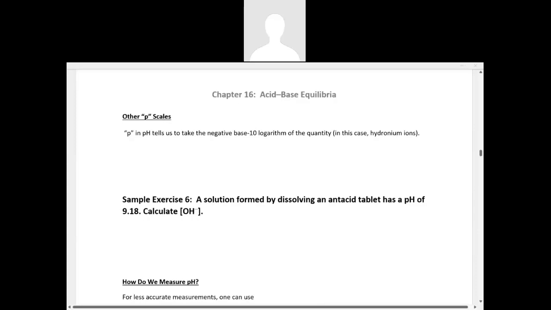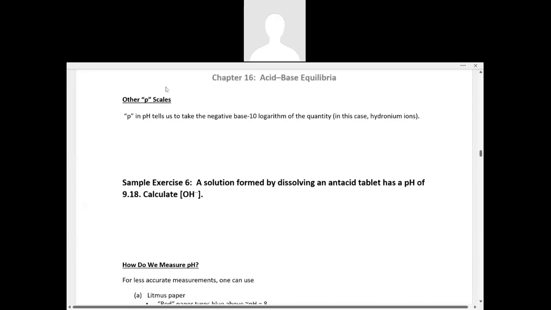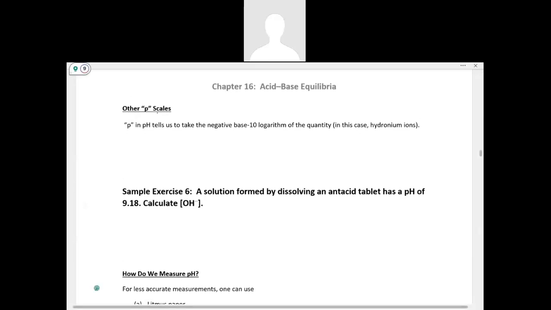In this next section of the Chapter 16 worksheet on acid-base equilibria, we're going to take a look at some other, in quotations here, P scale. So what I mean by that is that when we talk about the pH, sometimes referred to as the power of hydrogen, we are asked here to take the negative base 10 logarithm of the quantity, in this case, hydronium ion concentration, right? So that's what pH tells us.